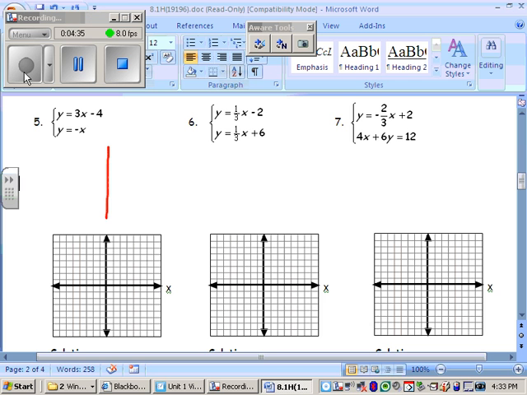So I'm going to go ahead and separate the two equations. So I'll put y = 3x - 4 on the left, and y = -x on the right. And I will begin by graphing y = 3x - 4. To do this, I want to identify the slope and the y-intercept. So using y = mx + b, which is the slope-intercept formula, I can easily identify the slope and the y-intercept. So notice the slope, or the number in front of x, is 3.